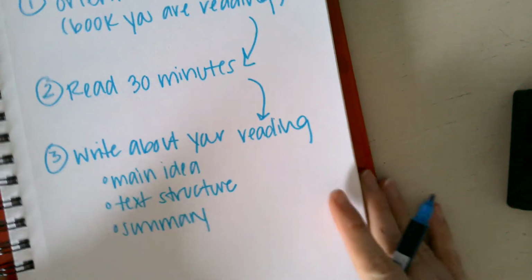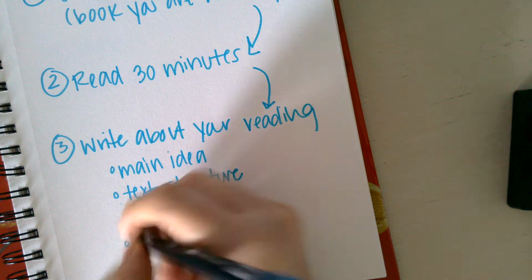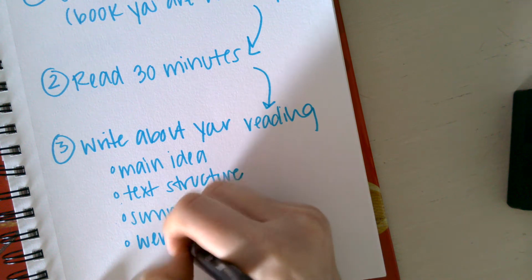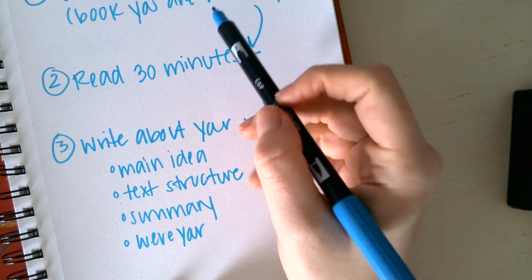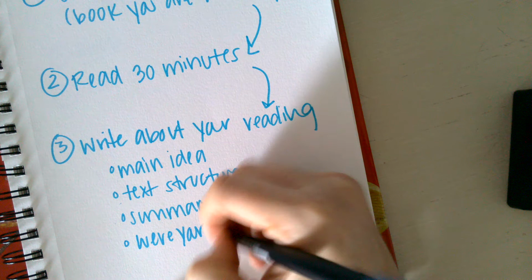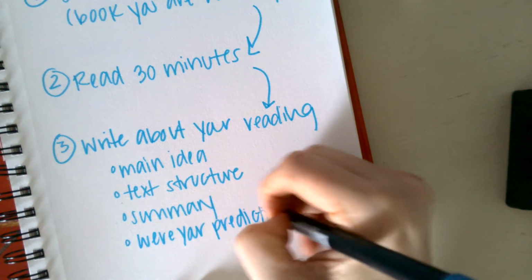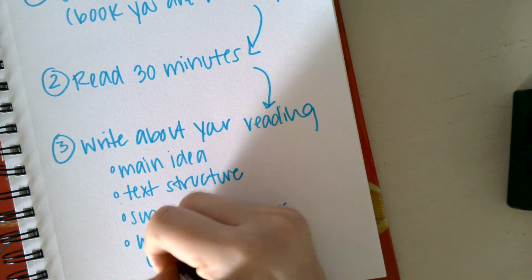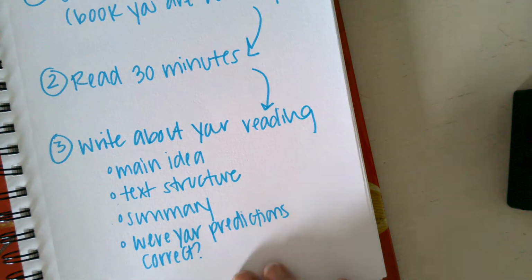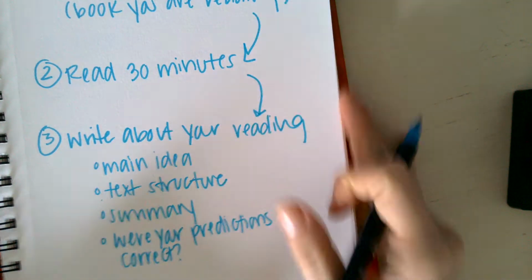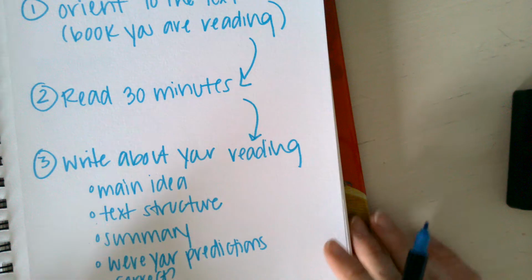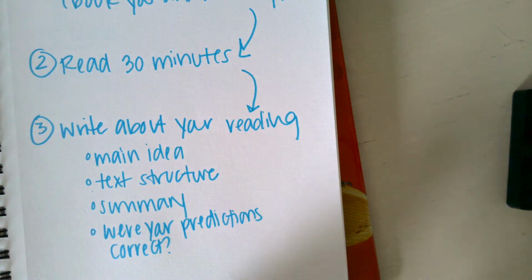Something else you guys can do, once you look at the text and orient yourself, is ask yourself, were your predictions correct? If you thought your book was going to go a certain way, were you correct, based on what you looked at and how you oriented yourself? Those are just a couple of things you guys might choose to do today.